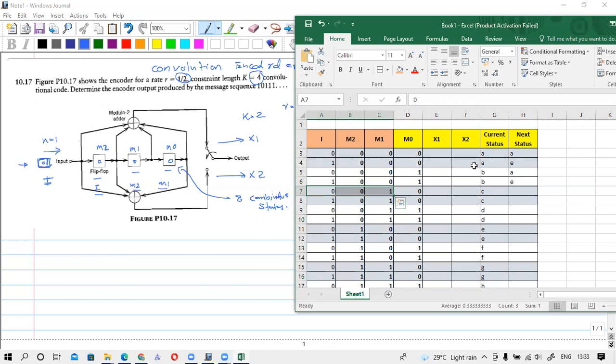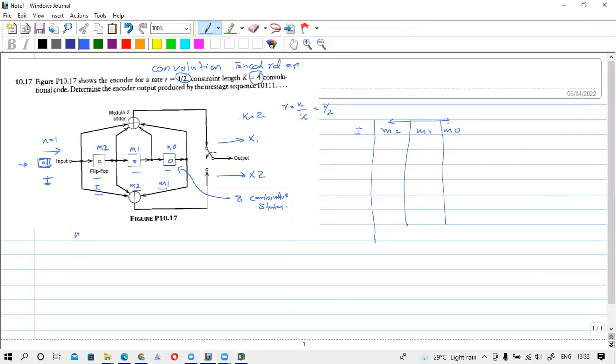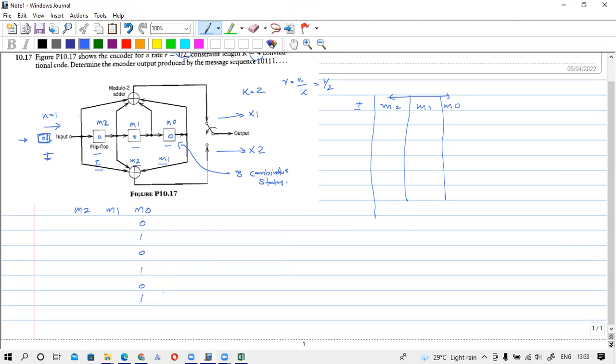Okay, so if I write it here, we have M2, M1, M0. So we have 1, 2, 3, 4, 5, 6, 7, 8 combinations: 00110011, and here 00001111. So 8 combinations. This is state A, this is state B, this is C, this is D, this is E, this is F, this is G, this is H. Okay, so these are the states.